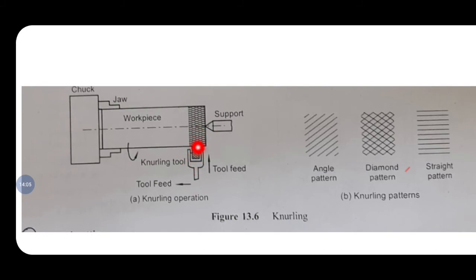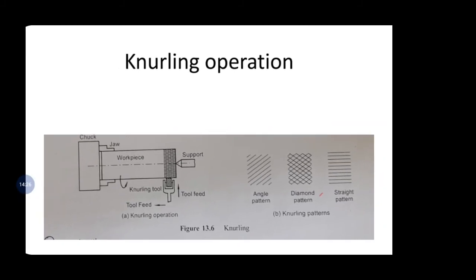Whatever pattern is on the knurling tool, the same pattern is going to fall on this workpiece. Diamond pattern gives diamond pattern, straight pattern gives straight pattern, but you require some sort of rough surface on the workpiece. It should not be a smooth surface, it should be a rough surface, mainly to have a gripping force. It should not slip from our hand. It is called knurling operation.